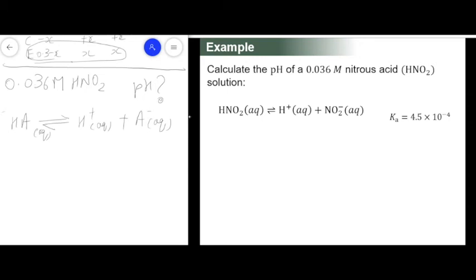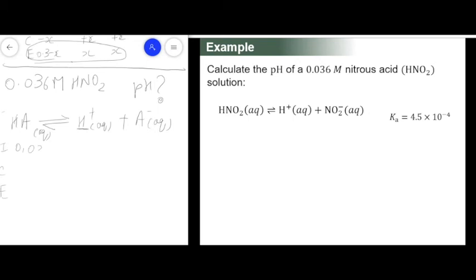Okay. So in this case, if I'm writing this equation for dissociation of my HNO2, I want to figure out the pH. For pH, I need the H ion concentration at equilibrium. To solve for H ion concentration at equilibrium, I need to make an ice table. So I will create my ice table right here. What am I beginning with?